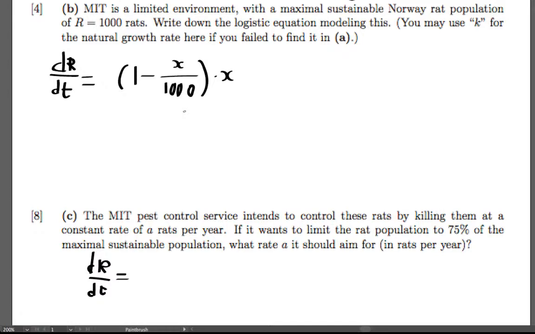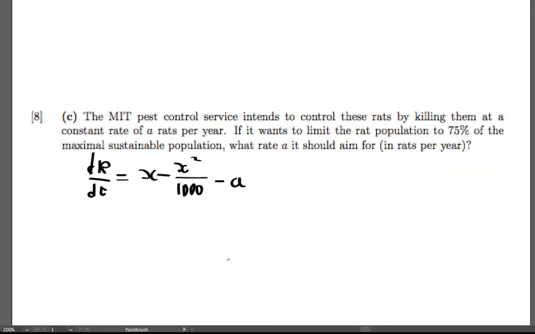Okay. So let's just do part C. The pest controls want to do that. If it wants to limit the rat population to 75% of the maximal sustainable population, what rate A should it aim for? Okay, so in fact this thing turns into a new problem, which is x minus x squared over 1000. Subtract this by A. And we want to make sure that this is stable.